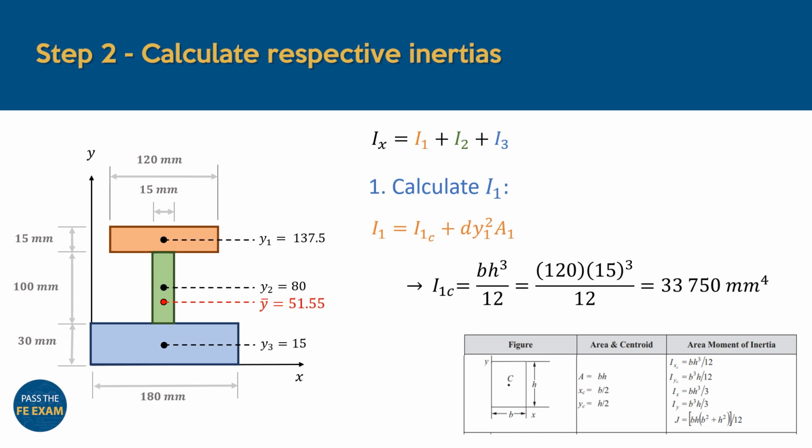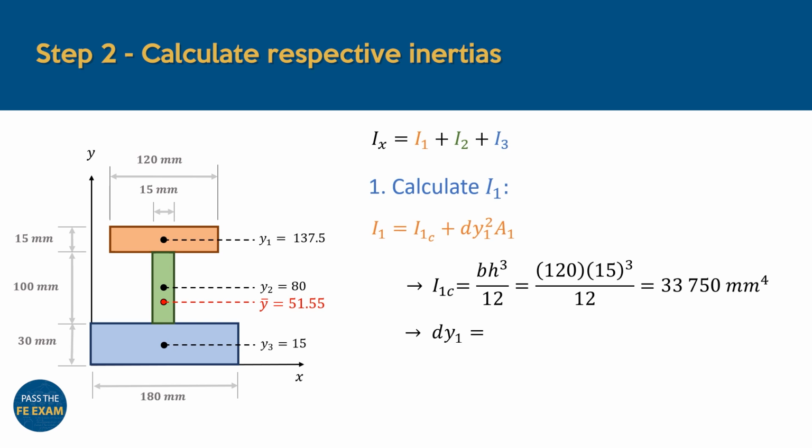Now we need to find a value for dy1, but first let's recall that this parameter is defined as the distance between the center of the shape to the axis of interest, and in our case this is y bar. So intuitively, we can calculate this value by subtracting y bar, or 51.55 millimeters, from y1, or 137.5 millimeters, to find that dy1 has a value of 85.95 millimeters.